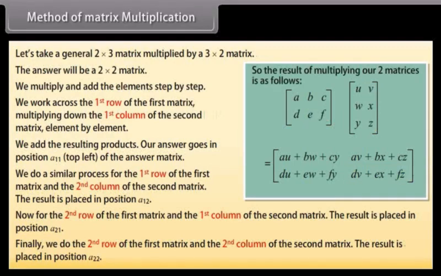So, the result of multiplying our two matrices is as follows. The matrix with first row A, B, C and second row D, E, F, multiplied by the matrix with first row U, V, second row W, X, third row Y, Z, produces the matrix with first row AU plus BW plus CY, AV plus BX plus CZ, and second row DU plus EW plus FY, DV plus EX plus FZ.